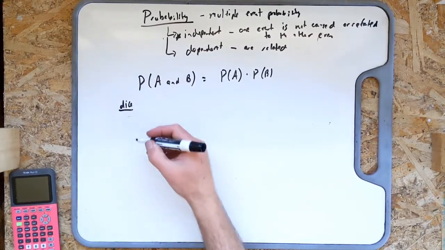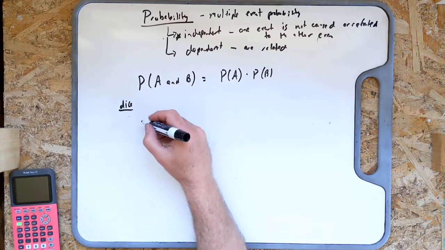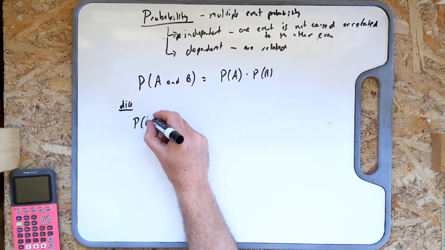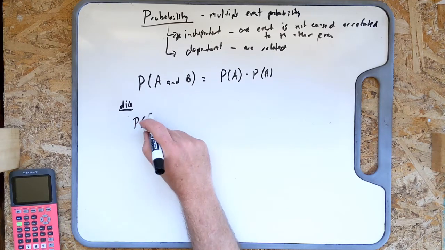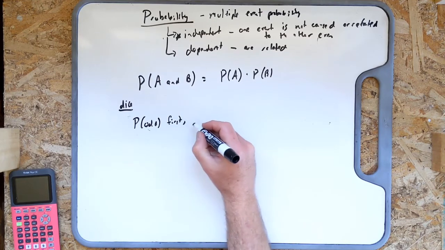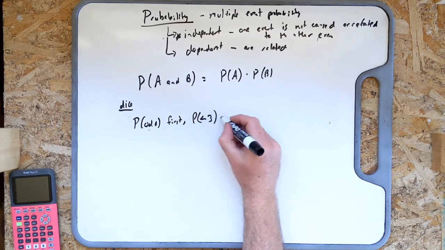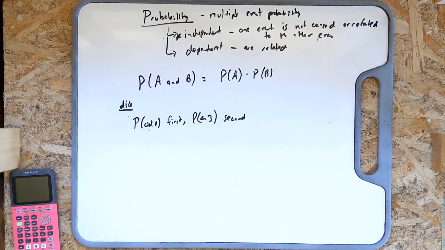Okay, here we go. So what is the probability of getting an odd number? That's not a 0, that's odd. The first time, and then a number less than 3 the second time. Okay, pause the video there and calculate that.